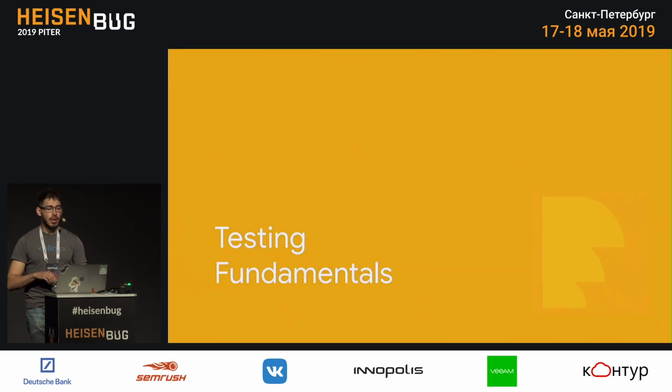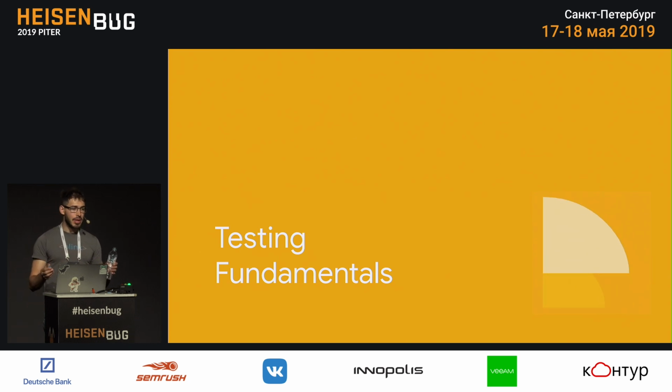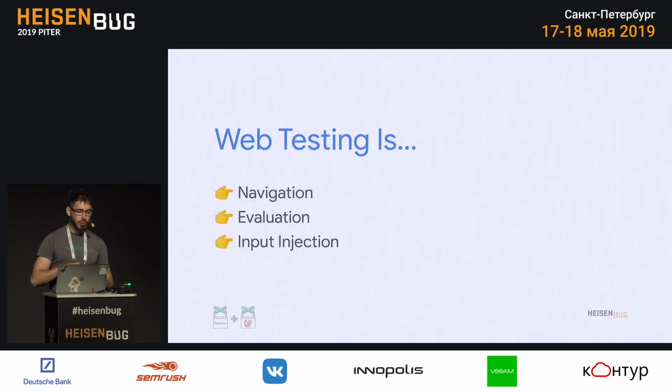Okay, let's switch gears and talk about web testing fundamentals. So, what is web testing? Web testing largely consists of 3 main things. It is how do we navigate to the page, how do we evaluate things inside the page, and how do we click and drive input into the page. So no matter what you do, be it web testing or general web automation, you rely on these. For a browser automation library, it is very important to have these right.